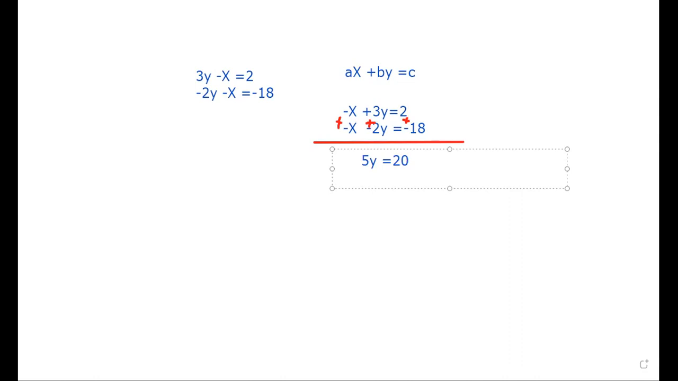Yes. Then we have negative x plus x, now it will be 0. 3 plus 2, it will be equal 5. And then 2 plus 18 equal how many? 20. After that, what is the next step?